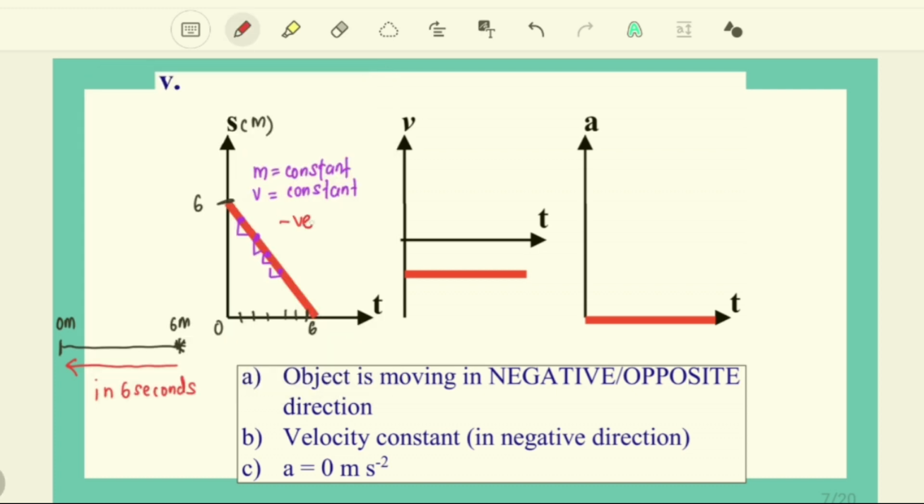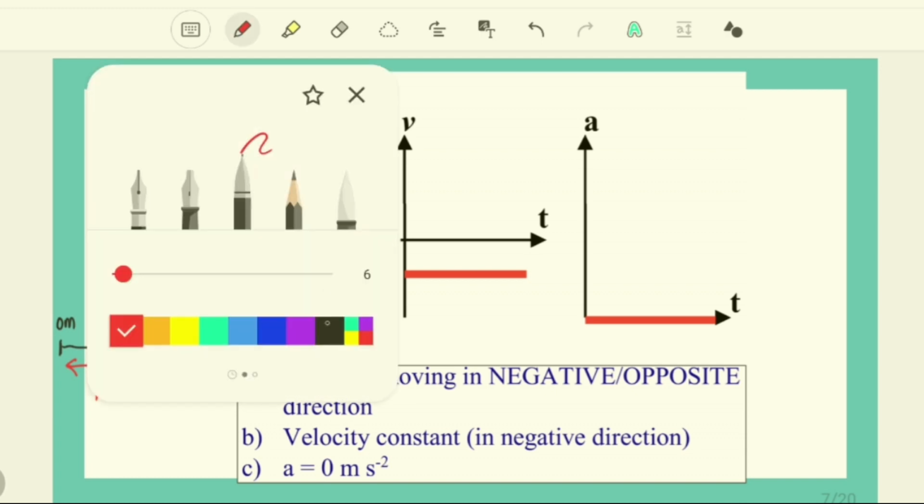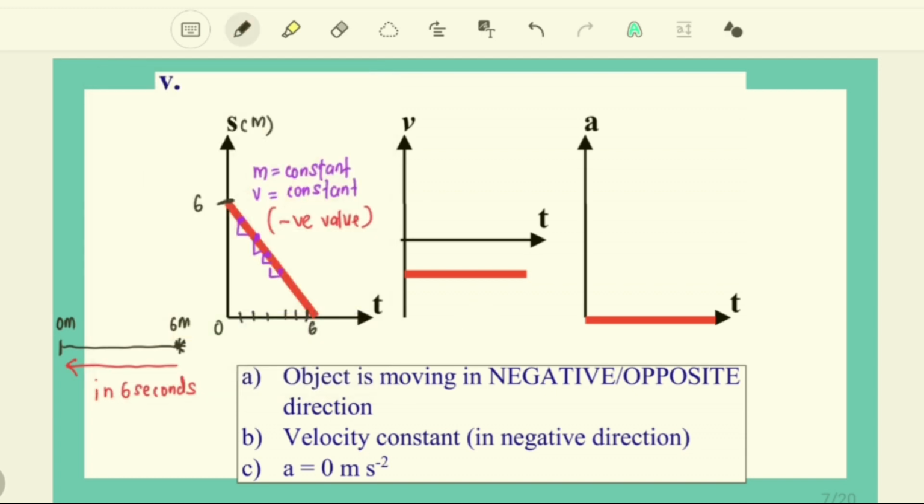Okay. So that's why here the reading here is negative. Oh, sorry. Negative. Okay. And acceleration is 0 because the gradient here is equal to 0. So kita pun lukislah dekat sini. So in 6 seconds, it's moving in negative direction. But the velocity is constant at negative value because it's moving in negative direction.